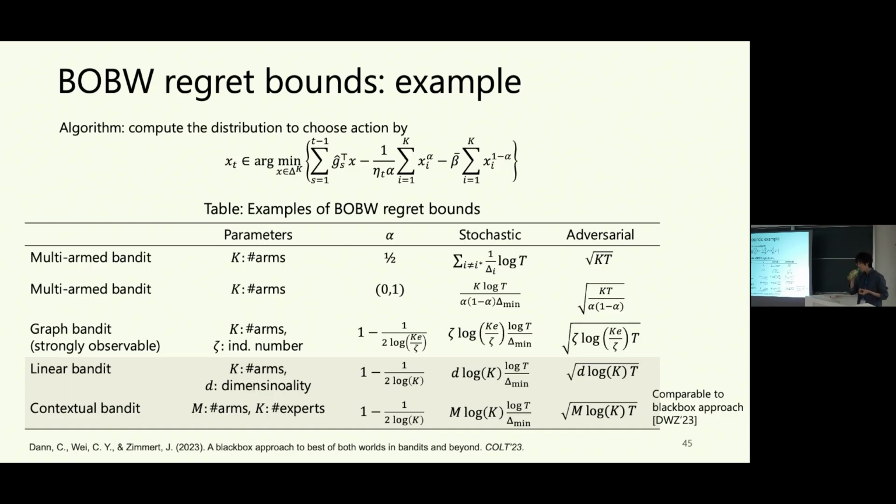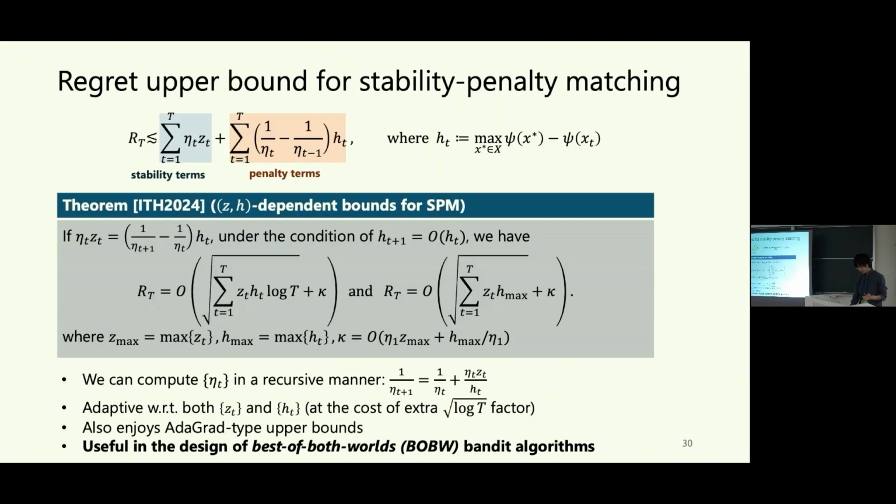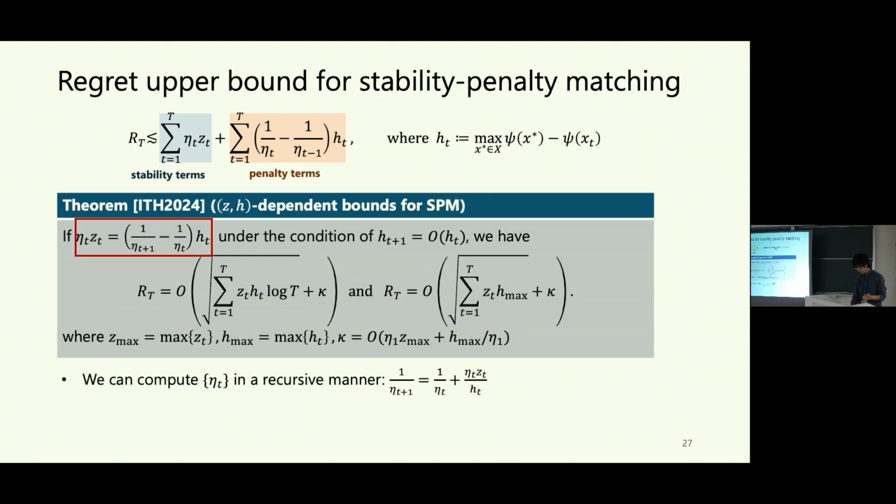Eta t can be determined from the observation so far. More precisely, in SPM, eta t is defined so that this condition holds. So eta t can be computed in a recursive manner as this. And Z t and H t can be computed at round t. So we can compute eta t in each round.